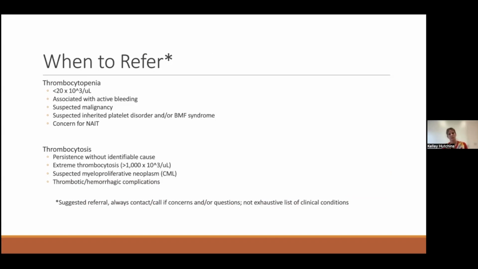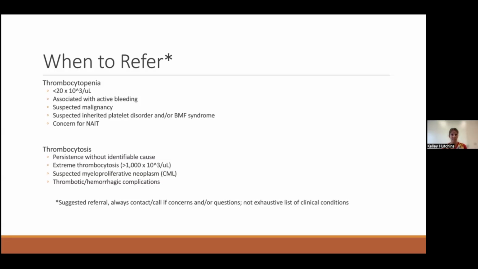If patients have thrombocytopenia in association with bleeding, of course, if you're concerned about malignancy or an inherited disorder, or if patients have pancytopenia, bicytopenia, and then in the NICU, of course, if there's any concern for NAIT, among other reasons. And then thrombocytosis. So much less commonly you need us.